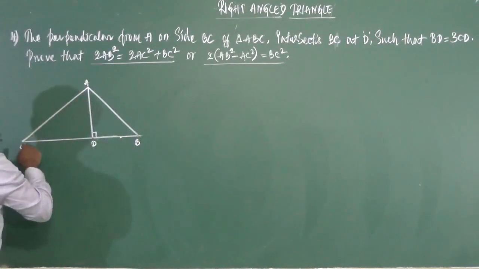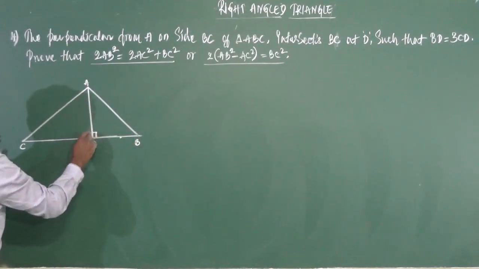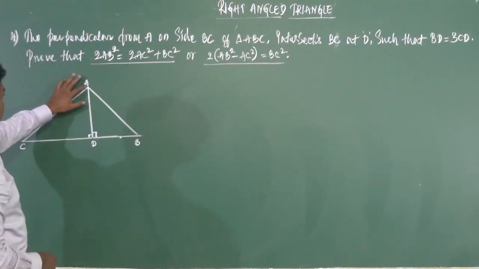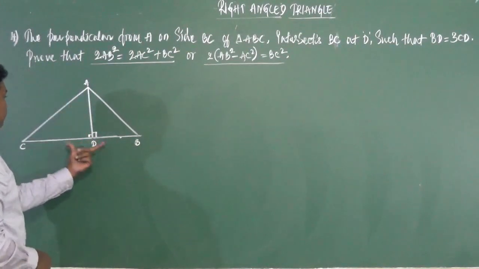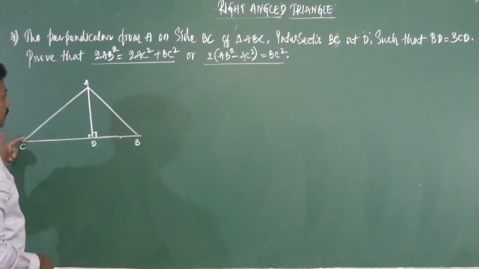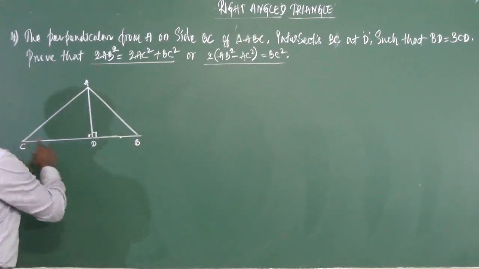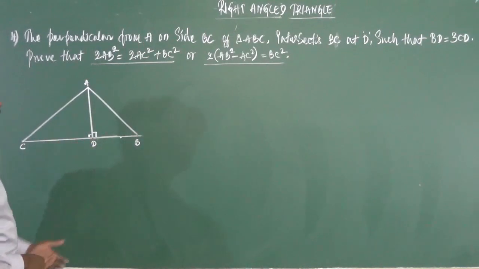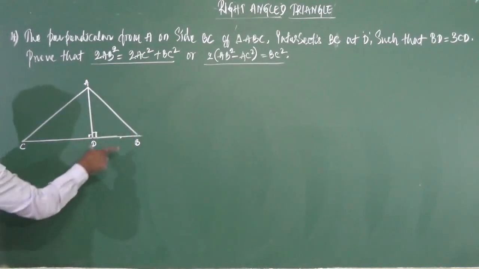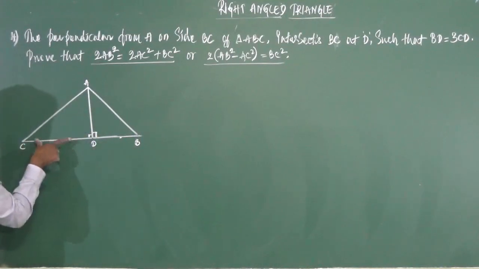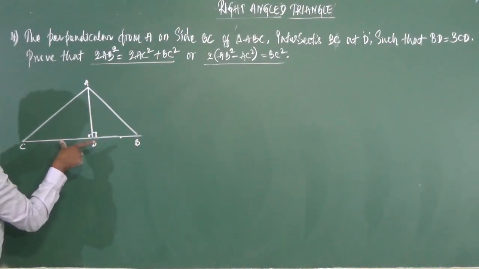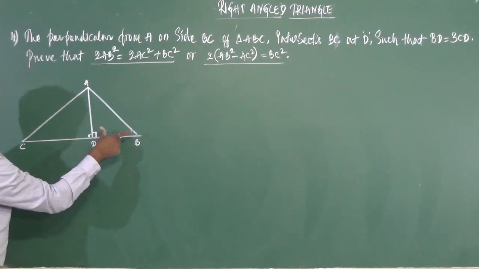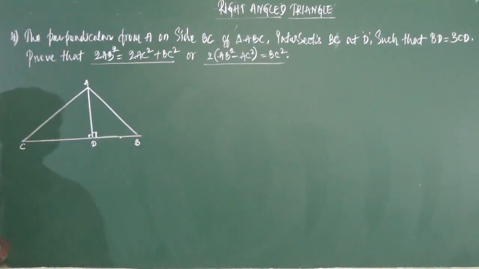So AD is perpendicular to BC, so this angle is 90 degrees and this angle is 90 degrees. So the perpendicular drawn from A on side BC of triangle ABC intersects BC at D, such that BD is equal to 3CD. That is, the length of BD is thrice CD. The length of BD is thrice CD.